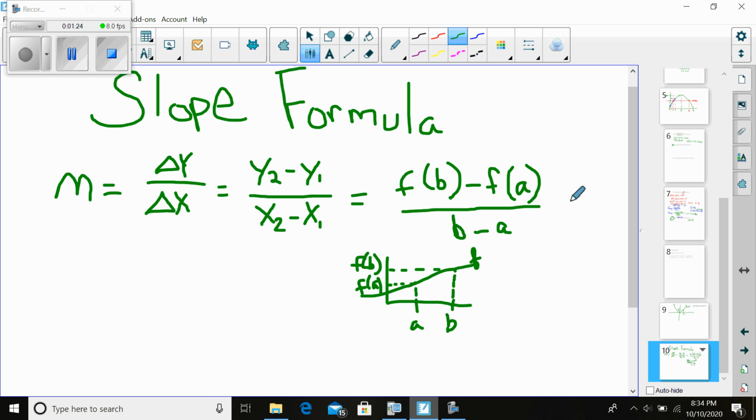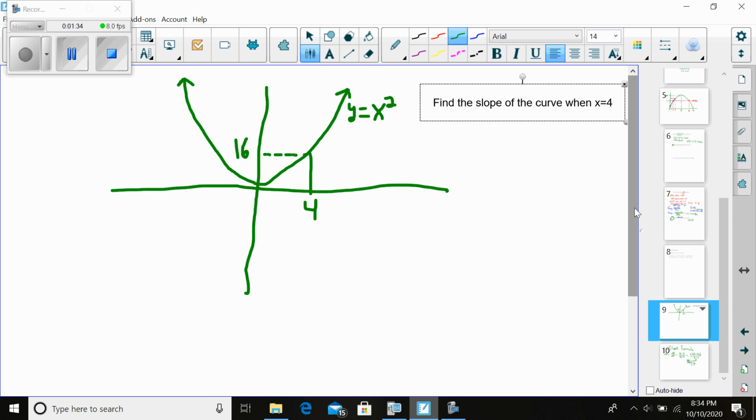So notice that the slope formula requires 2 points, and it lets me find the slope of a straight line. Now, what happens when I go to a curve? The whole reason you are going to take calculus is because you have to learn how to find the slope of functions that are not linear. We're going to start this process here in pre-calc, and you'll pick up with this when you get to Calc 1.